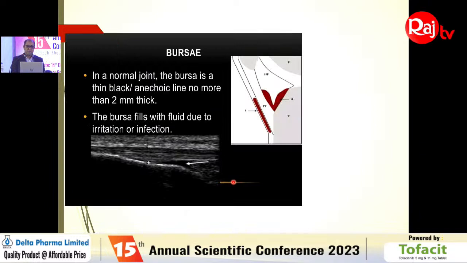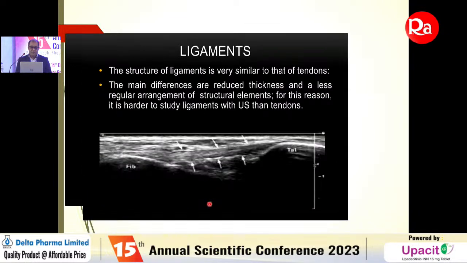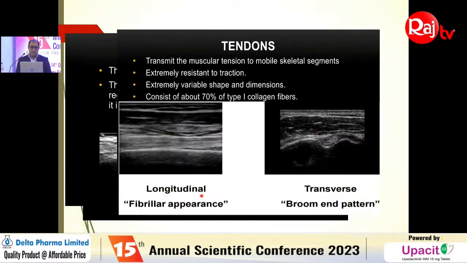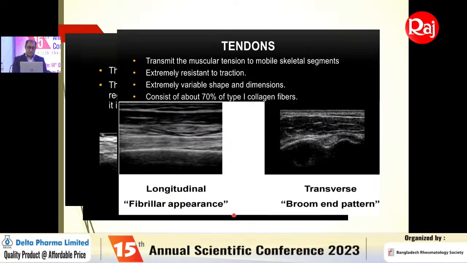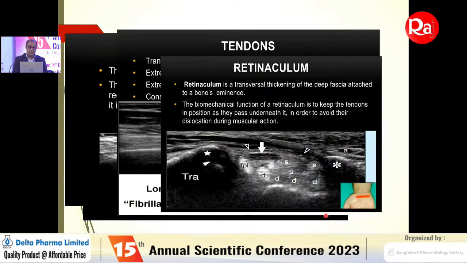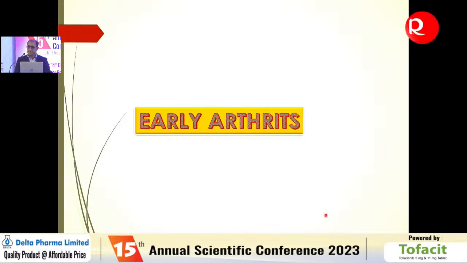And also, from musculoskeletal point of view, bursa identification of bursitis is also important, and it is also anechoic. Ligaments is hyperechoic and fibrillar, but a bit thinner than tendons. And tendons is fibrillar structure in longitudinal appearance and broom end pattern, it will look like the head of a broom if we do in transverse image. And this is the retinaculum. So both articular and periarticular structures could be identified by musculoskeletal ultrasonography.